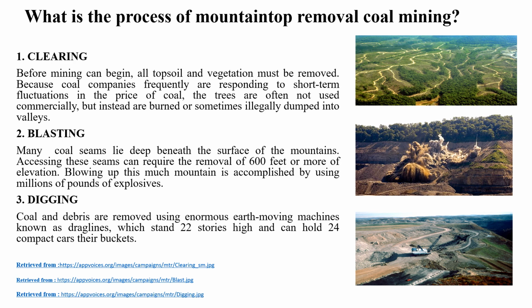Two, blasting. Many coal seams lie deep beneath the surface of the mountains. Accessing the seam can require the removal of 600 feet or more of elevation. Blowing up so much mountain is accomplished by using millions of pounds of explosives. Three, digging. Coal and the debris are removed using enormous earth-moving machines known as draglines, which stand 22 stories high and can hold 24 compact cars in their buckets.